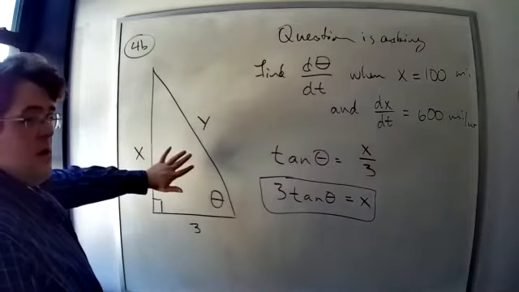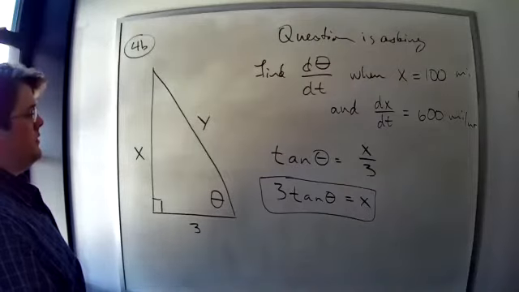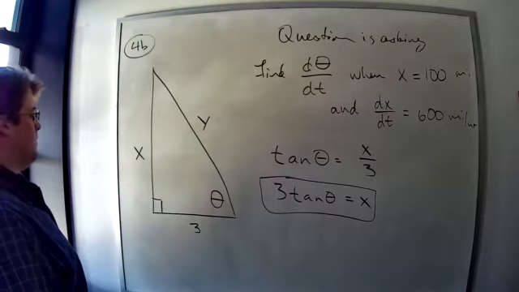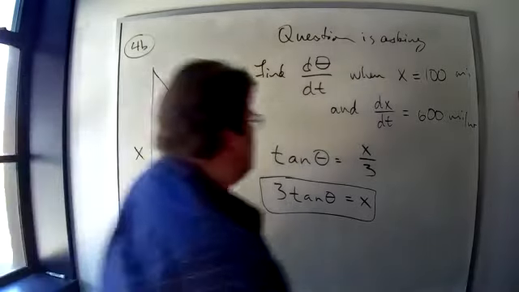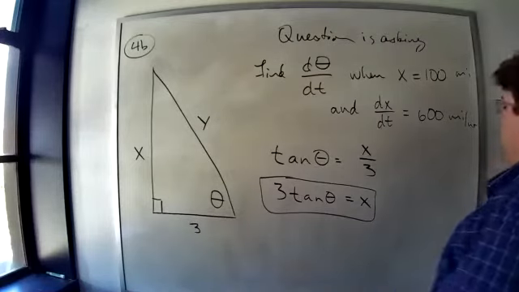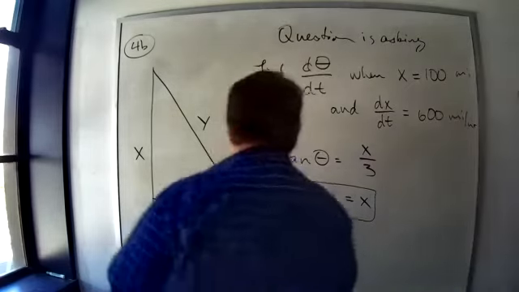Any questions about finding that equation? If you use sine, you'd get x over root x squared plus 9, and then you have an annoying quotient rule to deal with. But here we'll just use tangent because fewer variables, fewer numbers, and it'll be easier. So what are we going to do? Differentiate with respect to time. And what do we get?